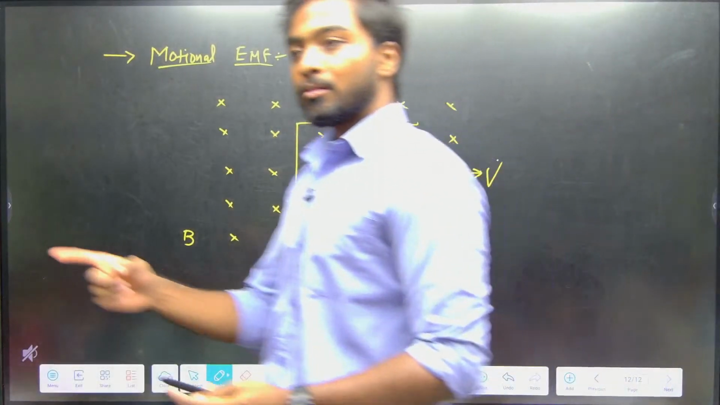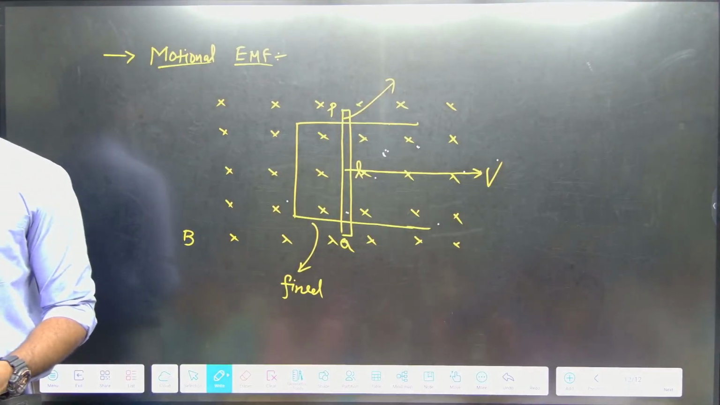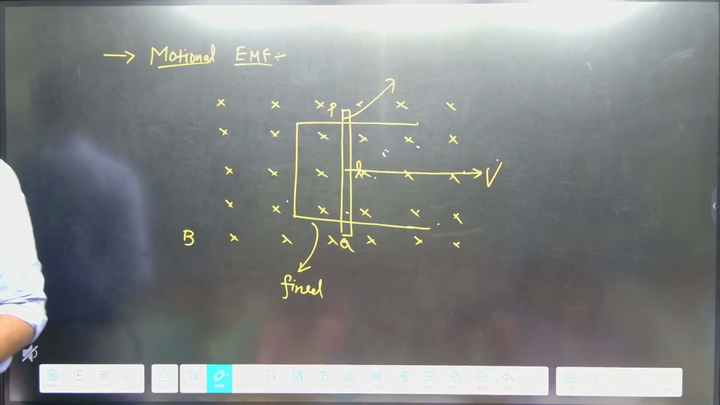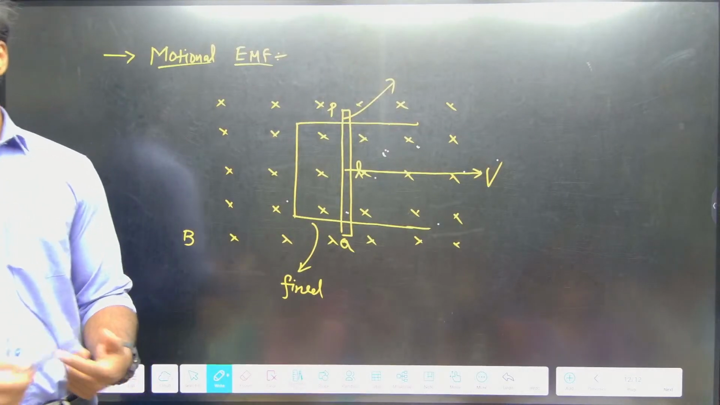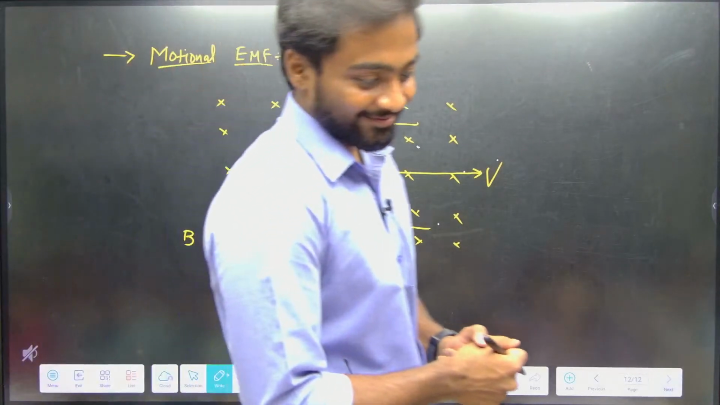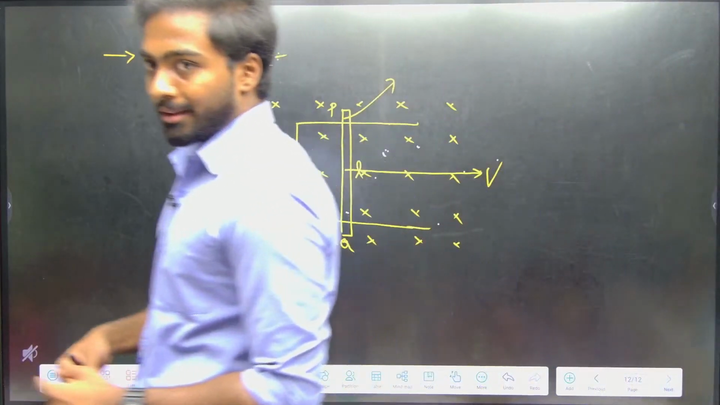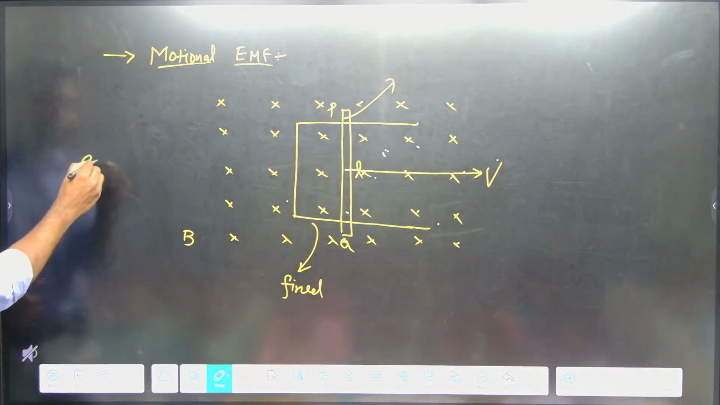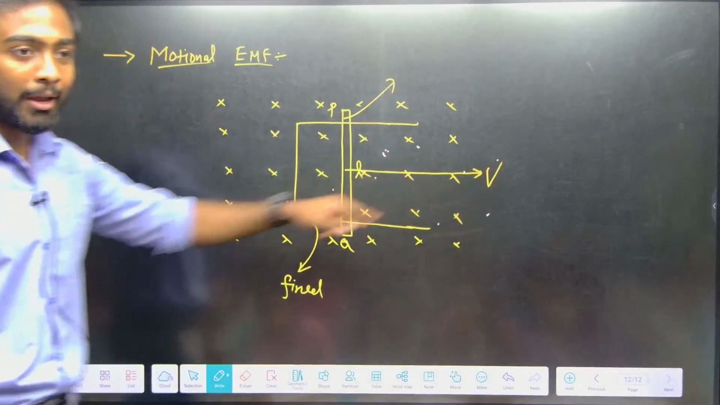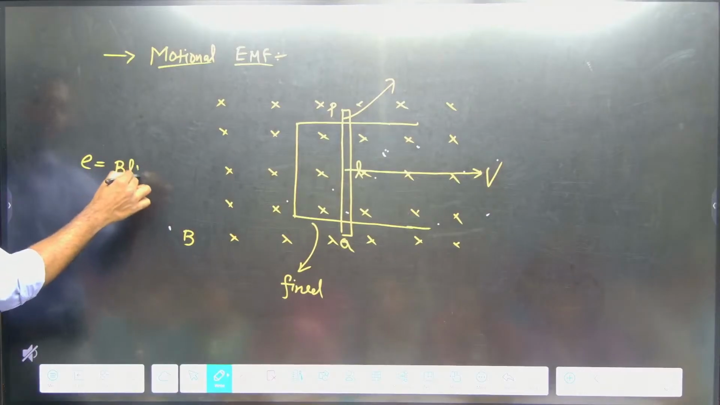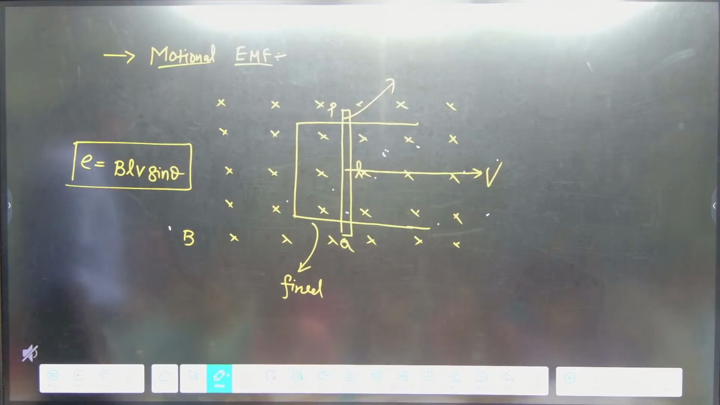Understood the points? So induced EMF, induced current, motional EMF, getting the points. Why are we calling this particularly induced or motional? Due to this motion, I am getting the motional EMF. So EMF E is equal to... what other things are available? Magnetic field is available, length is available, velocity is available. BLV sin theta is the formula for the EMF.